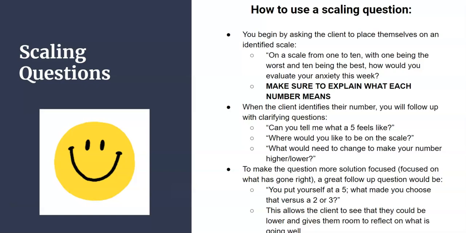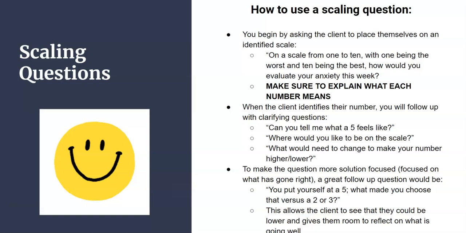But in the therapeutic setting, it's really important to know some key elements to a scaling question. You begin by asking the clients to place themselves on a scale. You can't just simply say on a scale from 1 to 10. You do have to explain 1 is the worst and 10 is the best, because they might think 1 is the best because it's first place. So you need to make sure you're clear on what qualifiers you're putting on each number. So: on a scale from 1 to 10, with 1 being the worst and 10 being the best, how would you evaluate your anxiety this week?